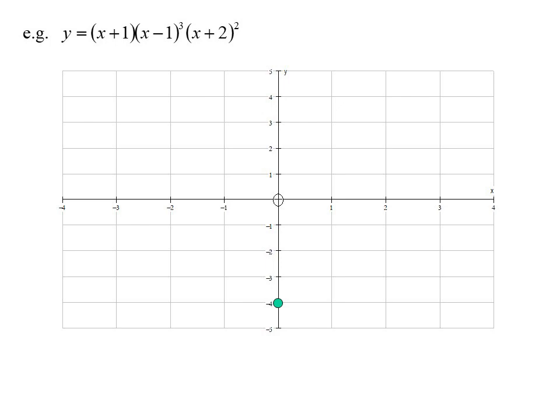I don't need to expand the whole thing out because I know I just multiply the constants together and that'll give me the constant number. So I've got 1 times negative 1 cubed, so that's negative 1, times 2 squared, which gives me negative 4. Plot that in. Okay, there's our y-intercept.